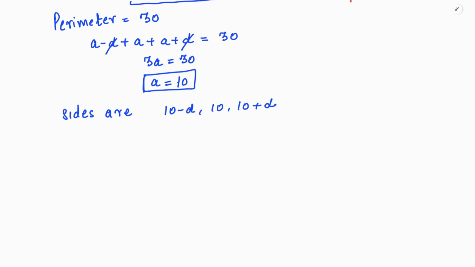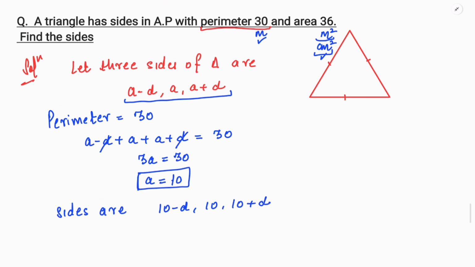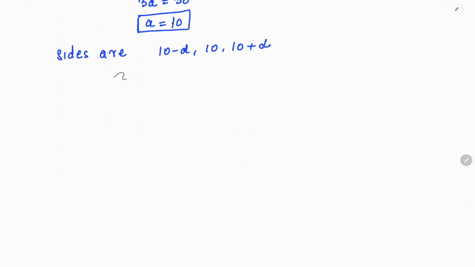For that we will use the concept of area. We are given that the area is 36, right? Now, if we are given a right angle triangle, then we know that the area is half times base times height. But this is not a right angle triangle. This is a normal triangle where we are given sides. We are not given the height, we are just given three sides. In this case we use Hero's formula.